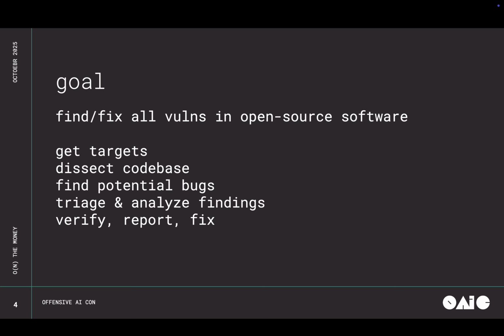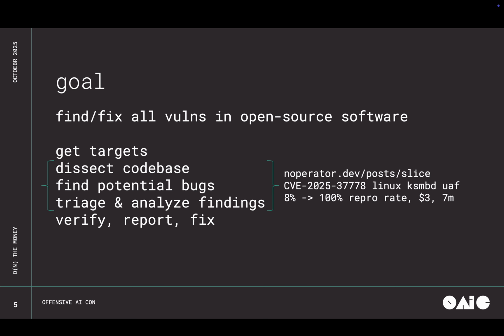So if we were to develop a very simple pipeline for how this could work, it would look like, first of all, locating your targets, which repos we need to run, say, static analysis on. Dissect the code base, chunk it up into small enough pieces that an AI can perhaps help find bugs, do some triage, and then verify, report, and fix them.